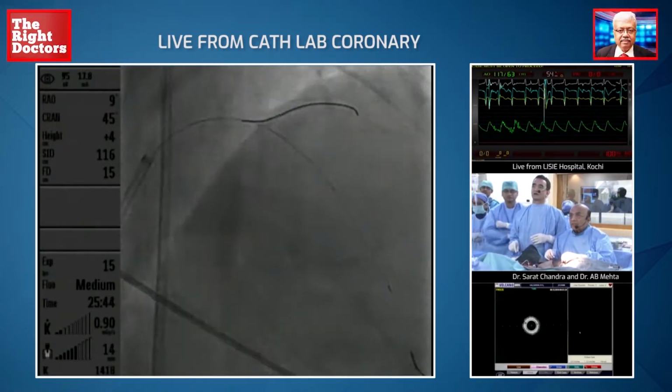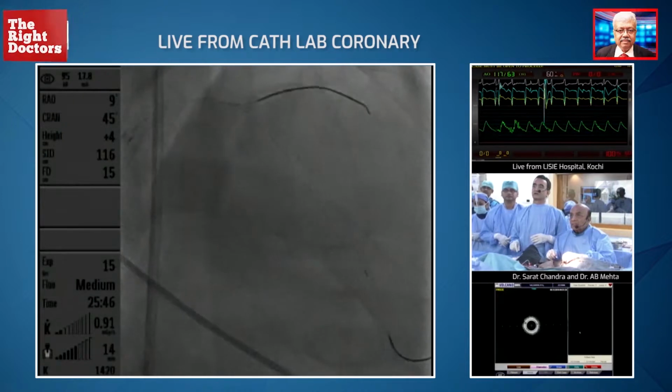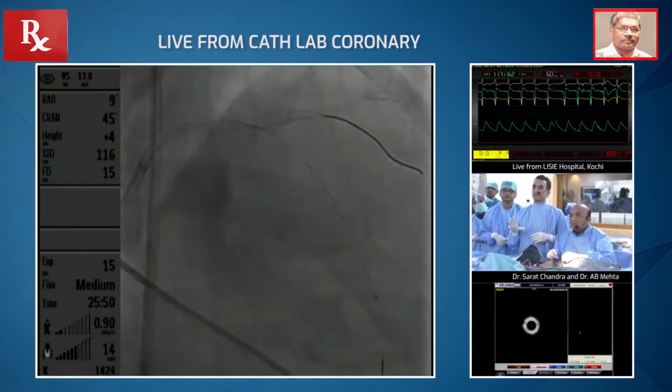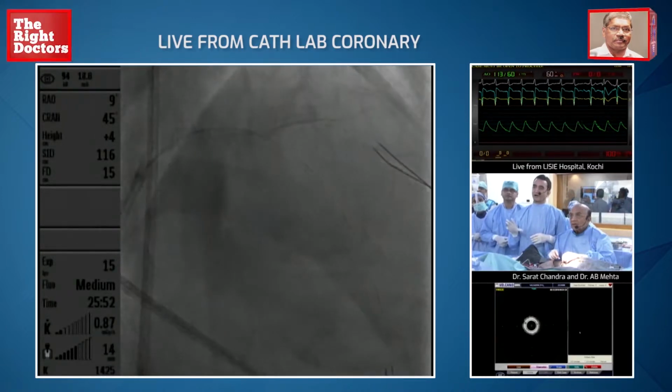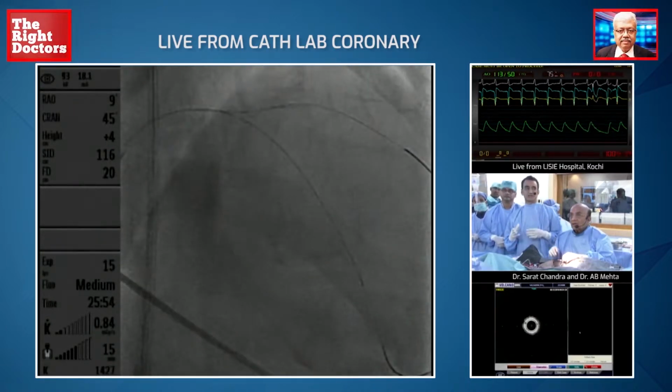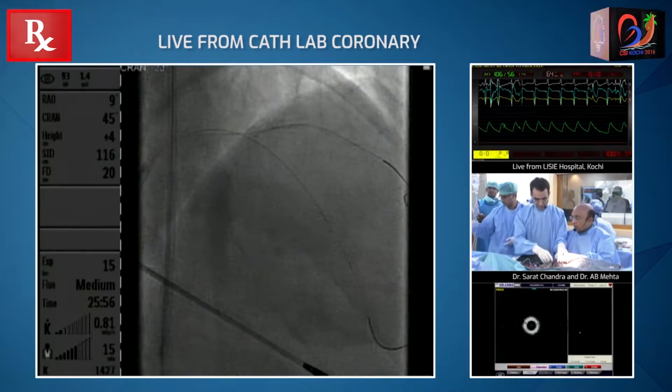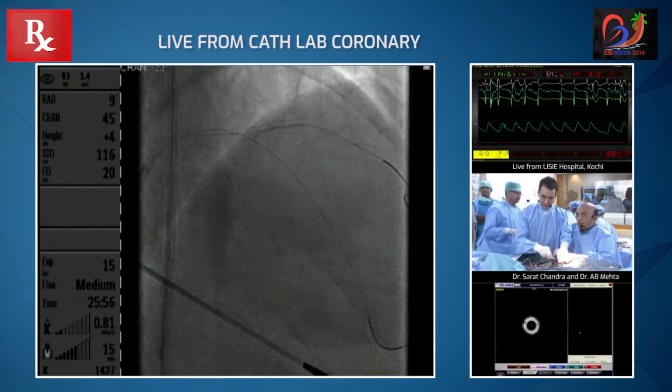So now we have crossed the stent. The reason is our original strategy was to do mini crush. I know the panelists said that you do it later as a provisional stenting, but after balloon dilatation we thought we will stick to our plan. Give me a 2 balloon.